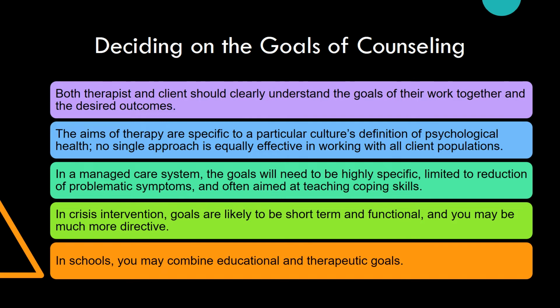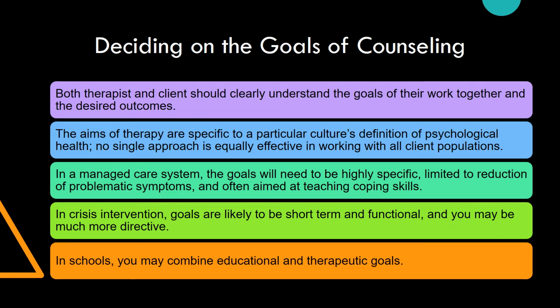In a managed care system, the goals will need to be highly specific, limited to reduction of problematic symptoms, and often aimed at teaching coping skills. So in a managed care system, these are typically going to be your residential or sometimes outpatient clinical settings where clients come in for a specific goal and they're learning how to manage themselves as individuals and learn how to function or relearn some functioning. And so you are guiding them through that with very specific steps and coping skills.